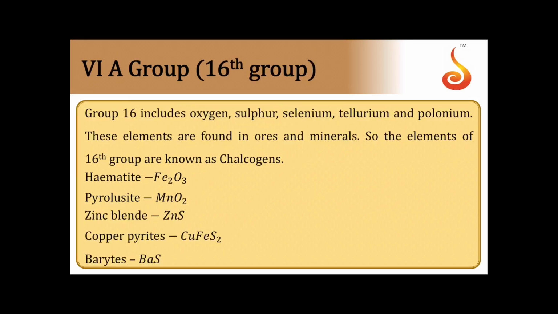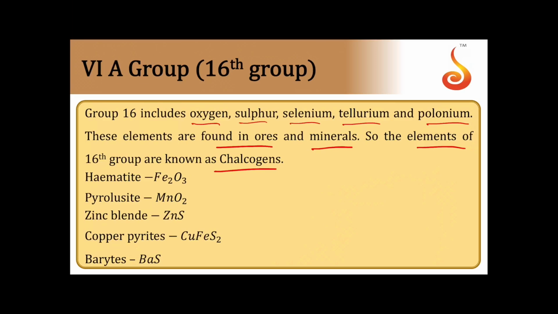Now, let us discuss the properties of 16th group elements and their compounds. The 16th group includes oxygen, sulfur, selenium, tellurium, and polonium. These elements are found in ores and minerals. So, the elements of the group are called chalcogens. Chalcogens stands for ore forming elements.